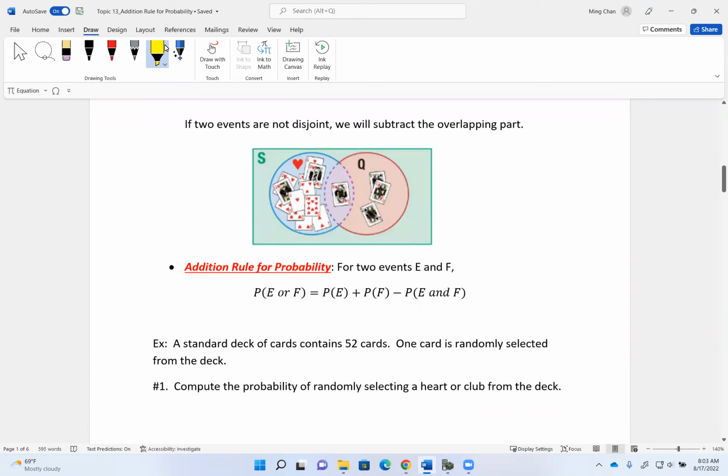So if I say the probability of E, which is heart, includes the queen of hearts, plus the probability of F, which is queen, also including that queen of hearts, I actually add this one card twice. That's the reason why I need to subtract what's in both E and F. So the addition rule for probability, generally speaking, if they are not disjoint, the probability of E or F occurring will be the probability of E plus the probability of F, minus the probability of E and F, since we counted that one outcome twice.